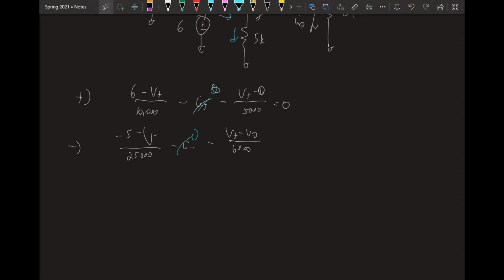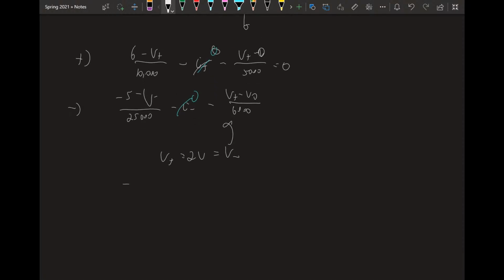We can solve for the positive terminal because the only unknown in that equation is V plus. Using algebra, your favorite algebraic method, we get that V plus equals 2 volts. Okay, now we apply the second golden rule: V plus equals V minus. We plug that into here.